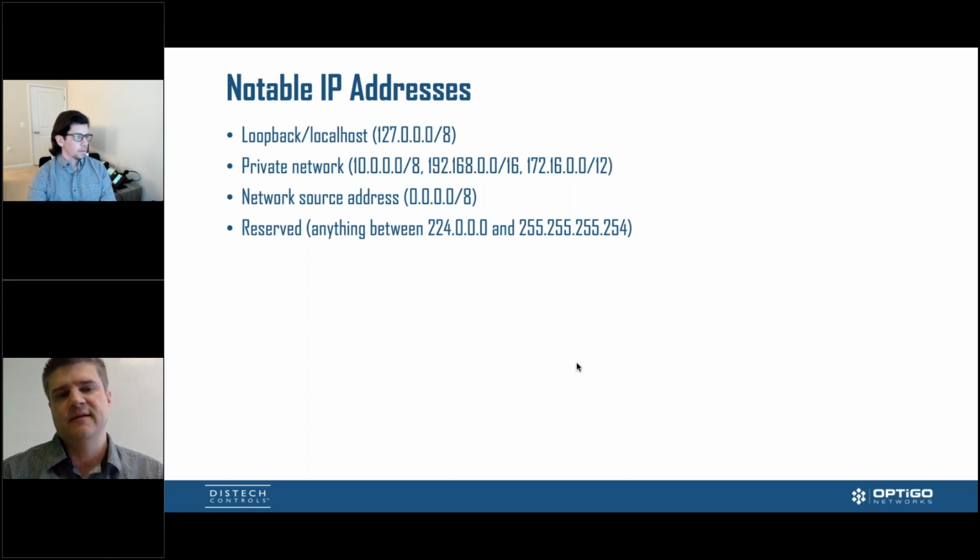Anything in the 127 dot something is considered a loopback or a local host. What that really means is you're referencing your own machine. So 127.0.0.1 is considered localhost, so I'm pointing to myself. So we will never assign these addresses as the address of a device in the network.